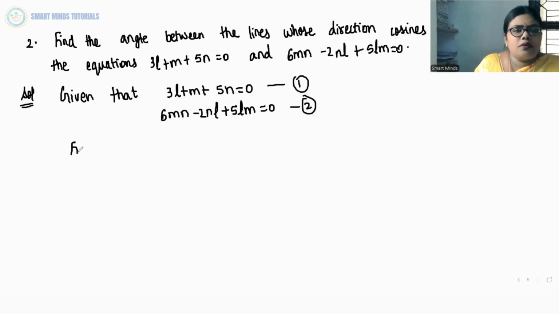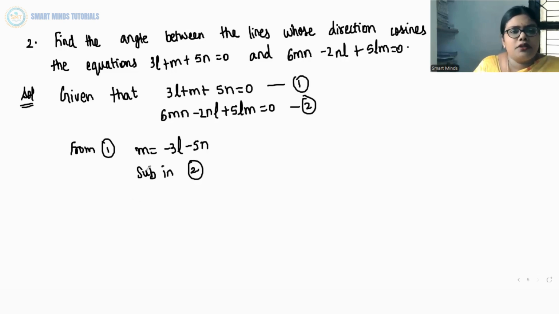Now from the first equation, let us find out the M value. Why am I not finding L? Because L has a coefficient 3. If you try to find the L value, you will get a fraction. Here M doesn't have any coefficient, so that's why I am finding the M value. So M is equal to minus 3L minus 5N. Now substituting this value in equation number 2, wherever you have M, let us substitute this value.